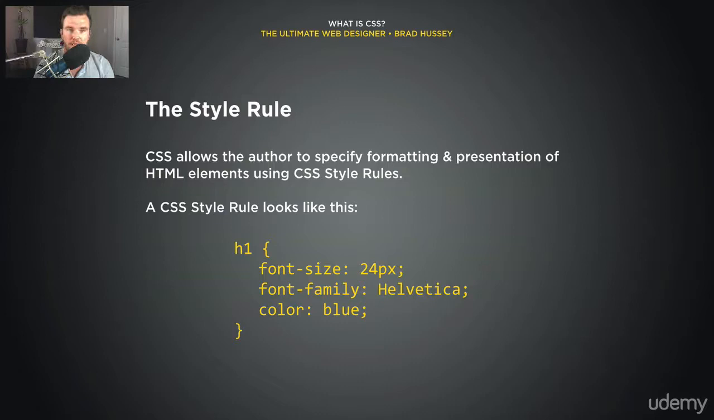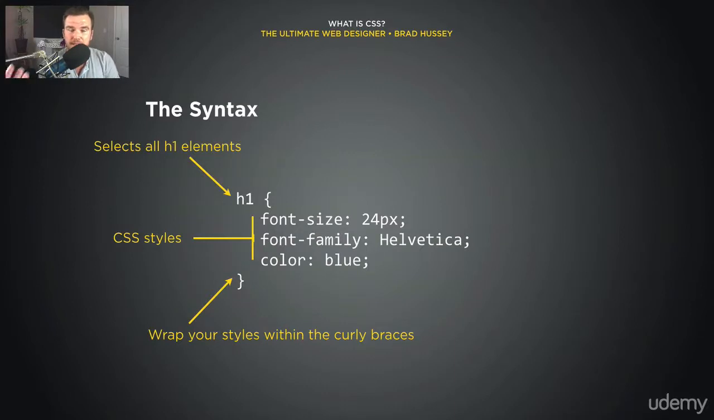The style rule. In CSS, the style rule allows the author to specify formatting and presentation of HTML elements using CSS style rules. A CSS style rule looks like this example right here. The syntax of CSS is as follows. First, you need to have a selector that selects, in this case, all H1 or level 1 heading elements. And then within the curly braces, you have the CSS styles. You have an opening curly brace and a closing curly brace.